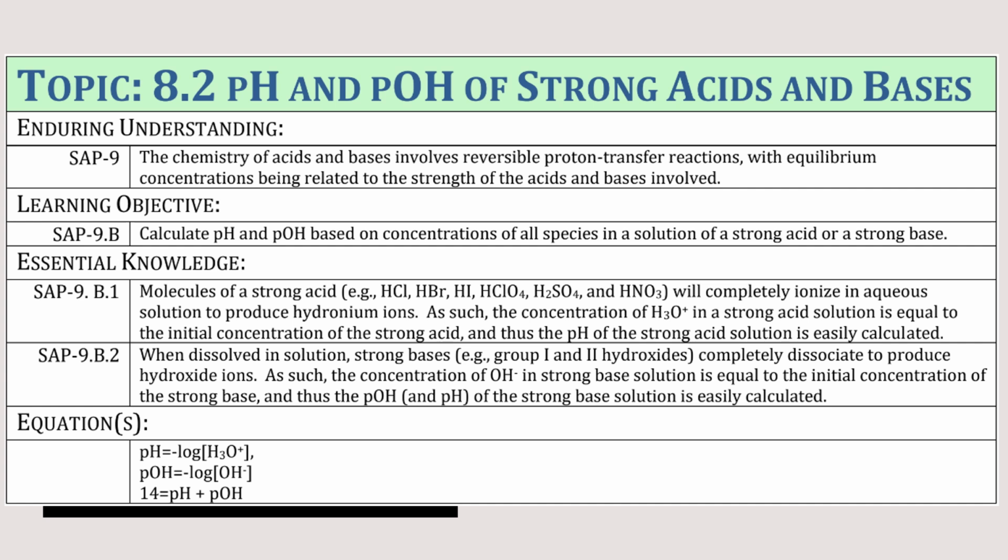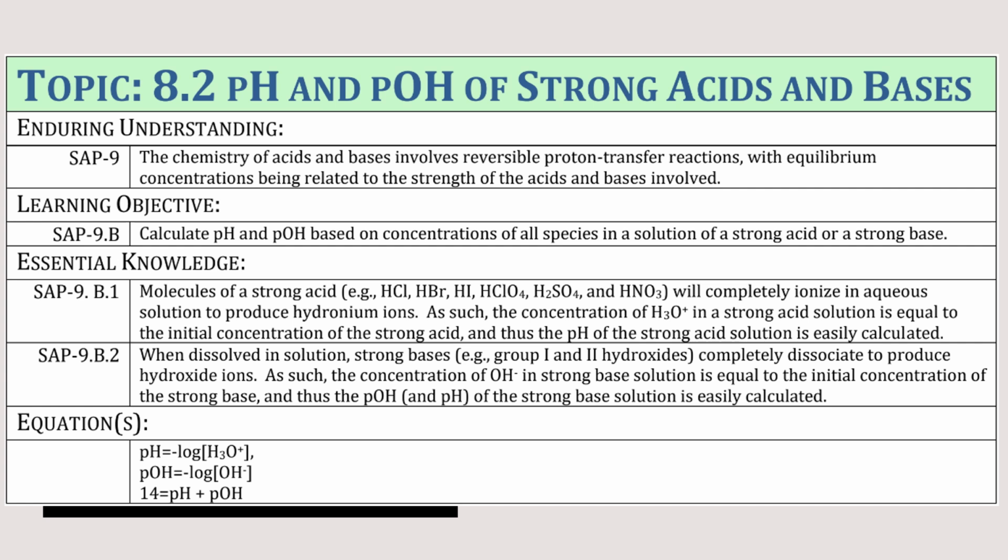So the learning objective for this topic is to calculate the pH and pOH based on the concentration of all species in a solution of a strong acid or a strong base. So if we're talking about strong acid and strong base in this topic, the next one we're going to talk about weak acids and bases. So luckily for y'all, this topic is fairly easy and fairly doable.